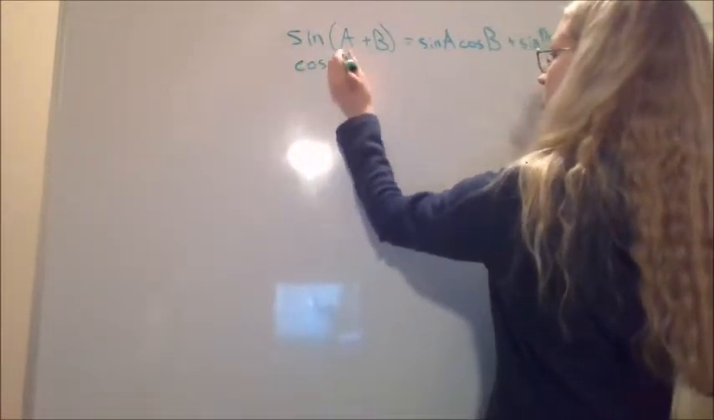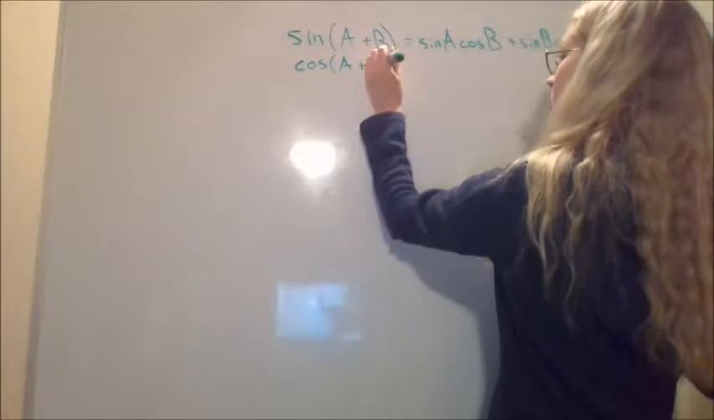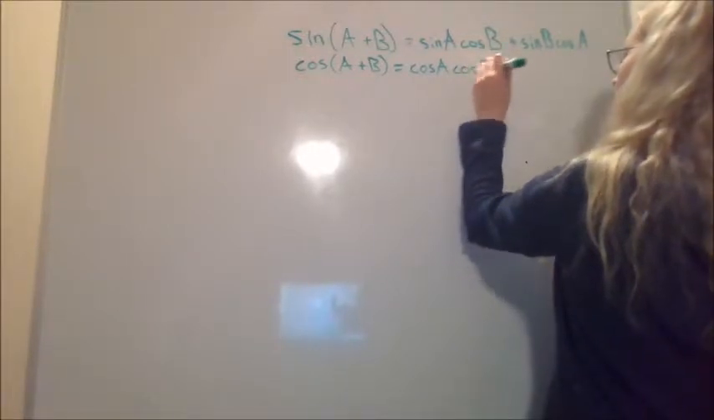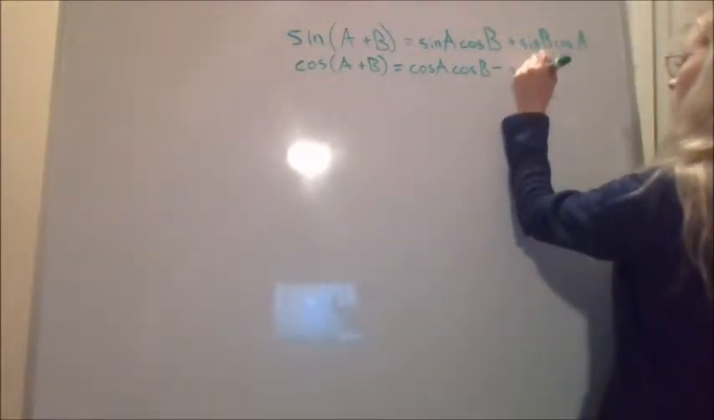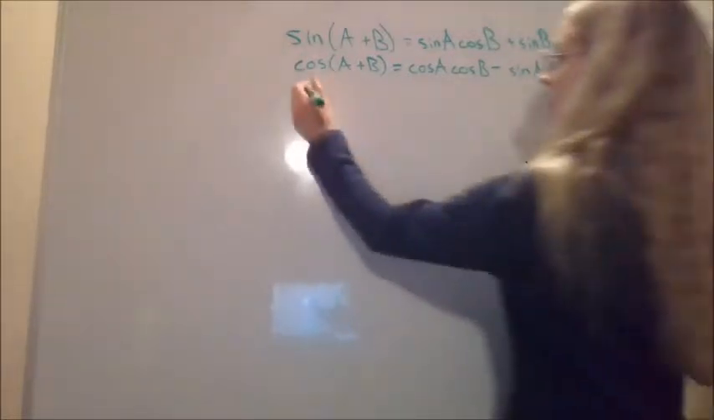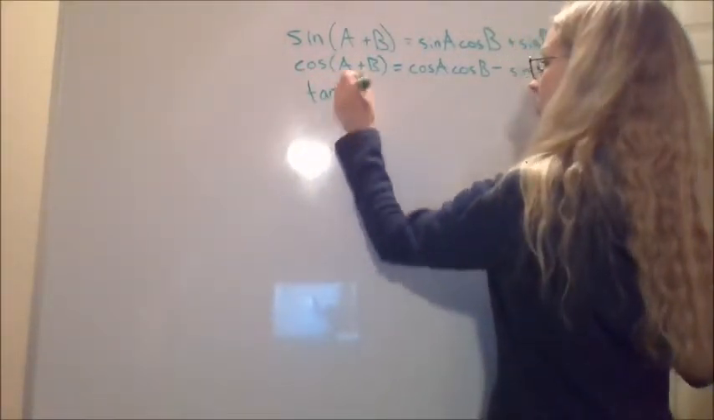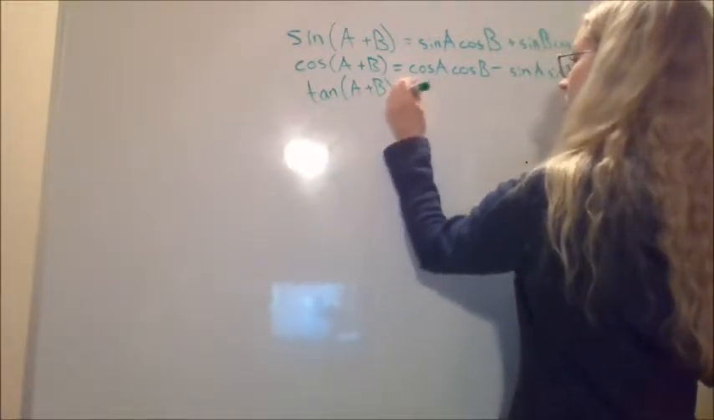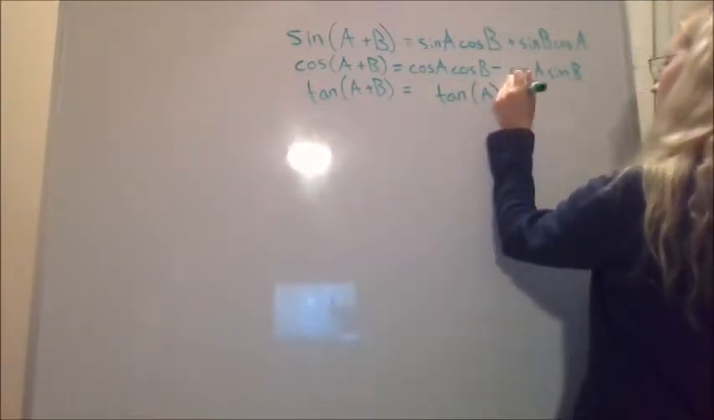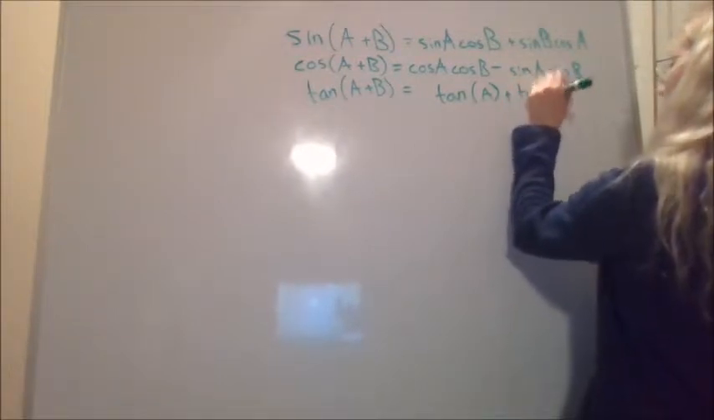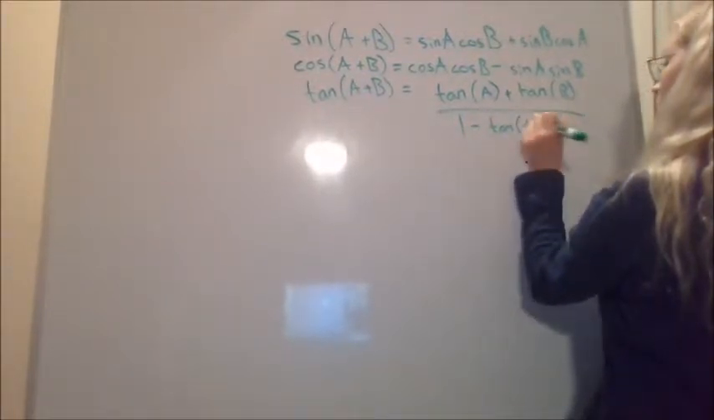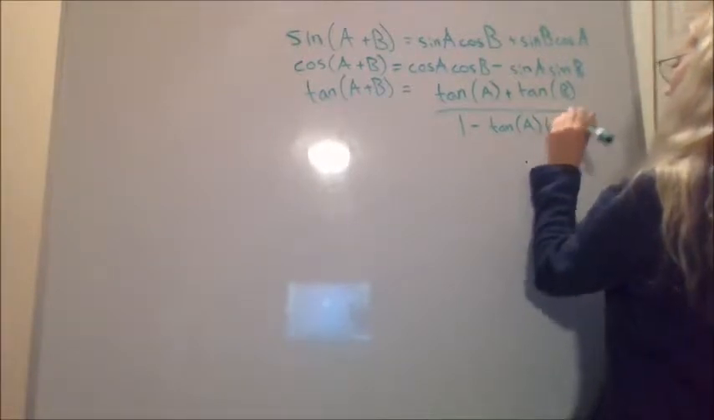Likewise, for cosine, our addition rule is cosine of A plus B is equal to the cosine of A times the cosine of B minus sine of A times sine of B. And so now down to tangent, we have the tangent of A plus B is equal to the tangent of A plus the tangent of B, all over 1 minus tangent of A times tangent of B.